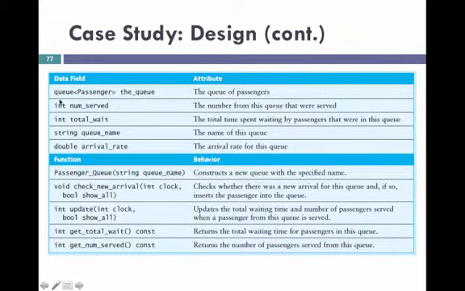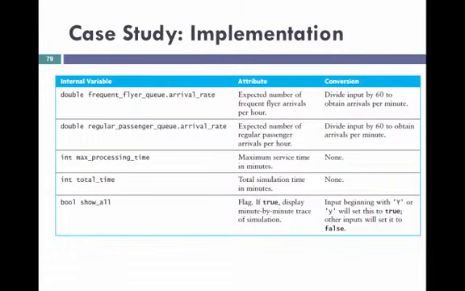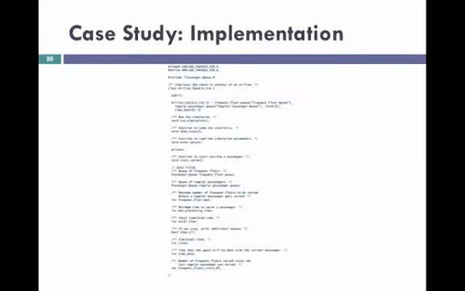Here are some more data fields for our passenger. Here's the queue of passengers and the other fields, and here are the functions. Here we'll continue with some more functions and behavior. Here are some internal variables that the simulator uses. And here's the header file for our airline check-in simulator. You can stop this and look at each item.